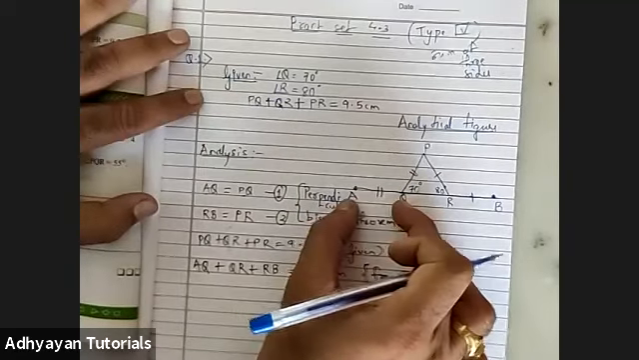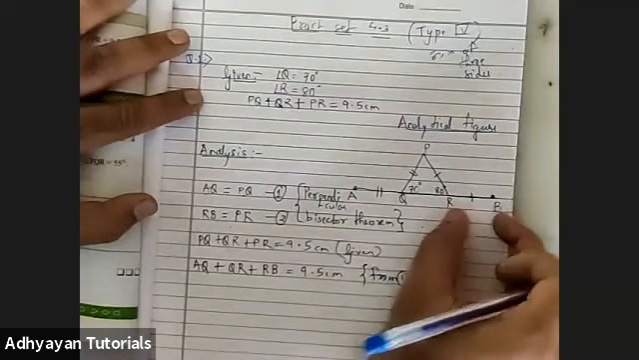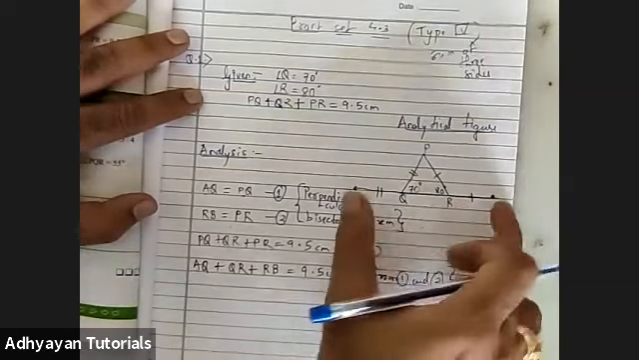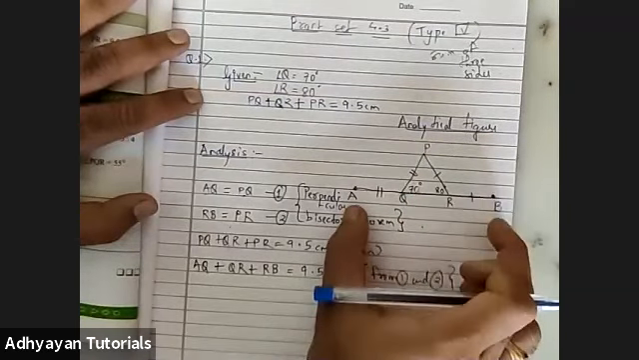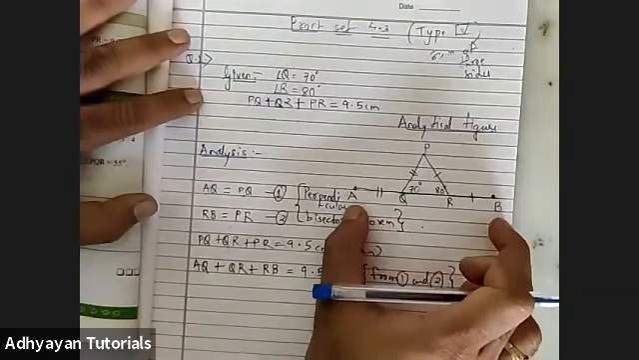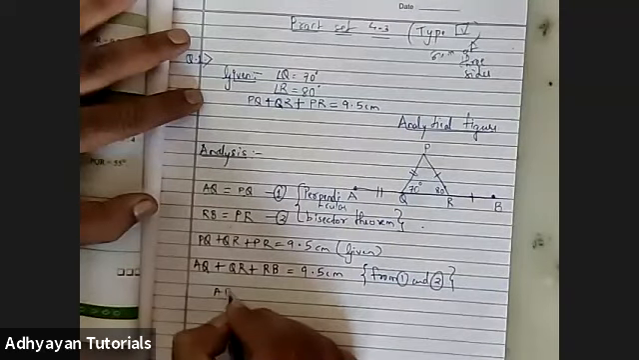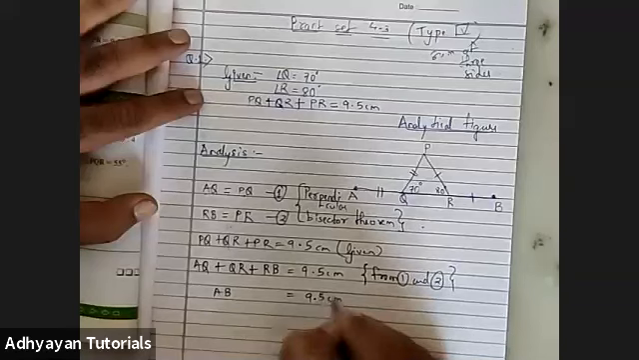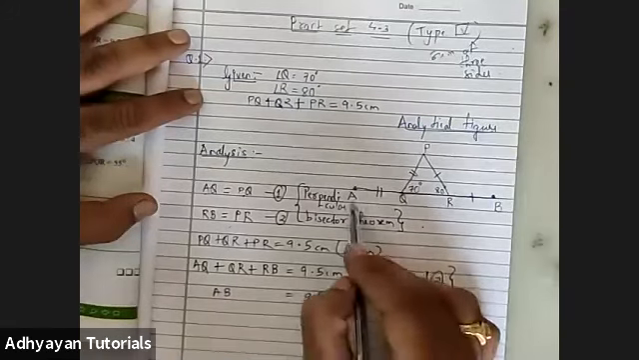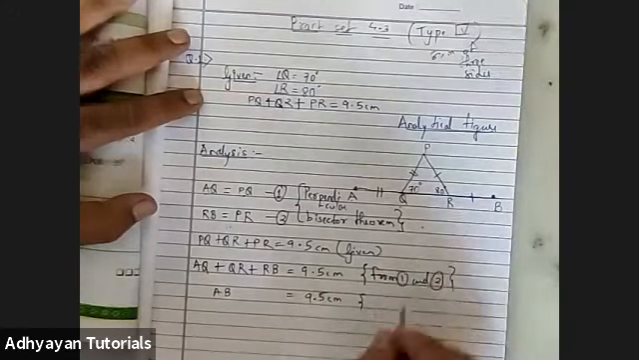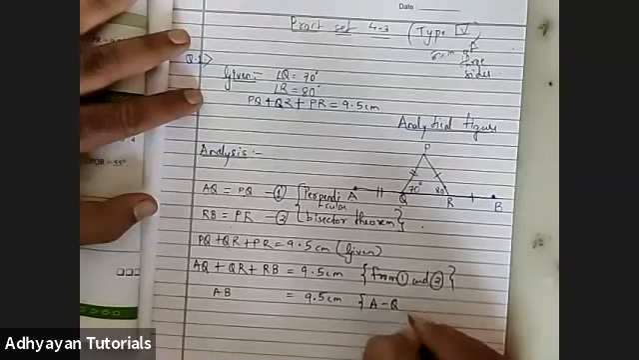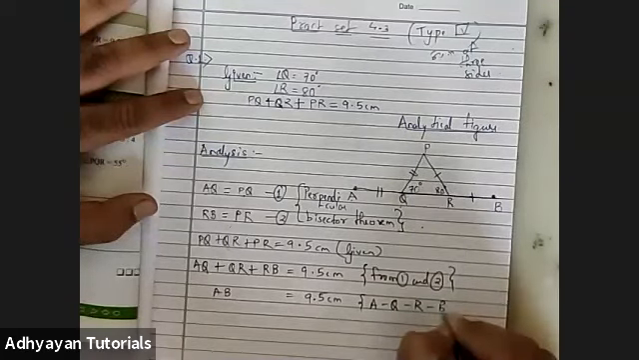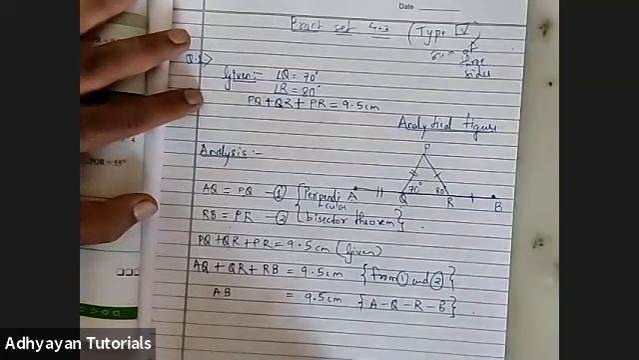AQ plus QR plus RB, children, if we add the three small segments, the bigger segment we get is nothing but AB. So we write AB is equals to 9.5 centimeter, and the reason for that has to be A-Q-R-B collinear. I hope that much is clear.